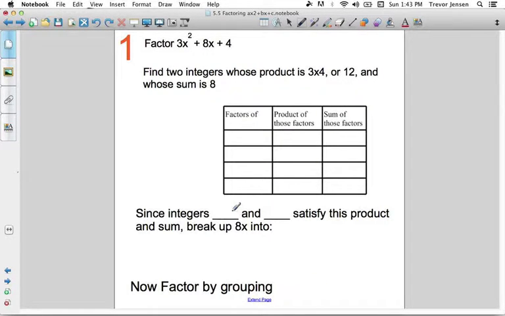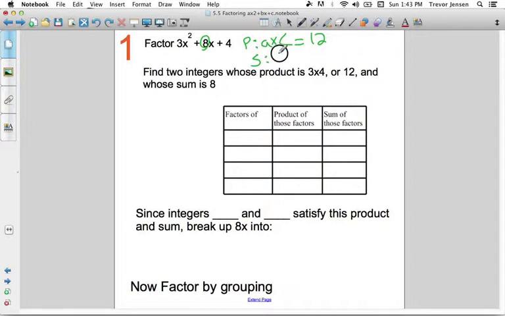So once again, you're going to look at the quadratic and look at the a value. The a value is not 1, and it can't be factored out because 3 doesn't go into 8 and 4. So what we have to do is find two numbers who have a product of our a times c value. My a times my c is 3 times 4, which is 12. So I need to find two numbers who have a product of a times c and a sum of my b value.